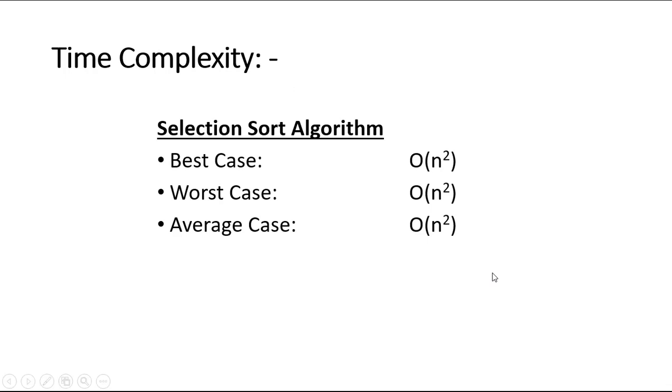This is the time complexity of selection sort. In the best case, it is O of n square. Worst case, O of n square. Average case, O of n square.